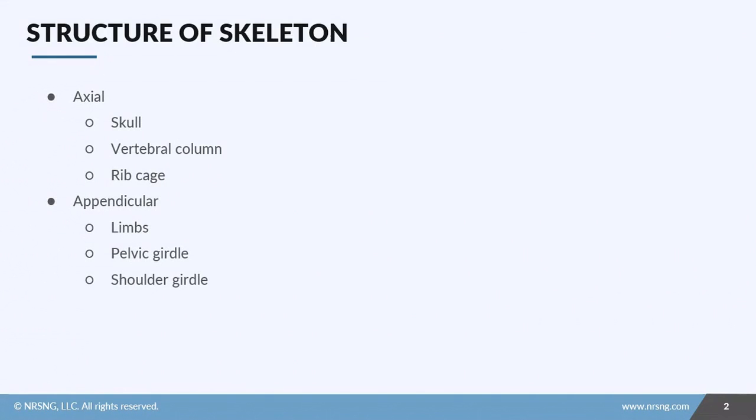In this lesson, we're going to talk about bone structure, the growth structure and classification of bone, and the skeleton. When we talk about the structure of the skeleton, we look at two different types: the axial skeleton and the appendicular skeleton. The axial skeleton consists of the skull, the vertebral column, and the rib cage, while the appendicular skeleton consists of limbs, the pelvic girdle, and the shoulder girdle.